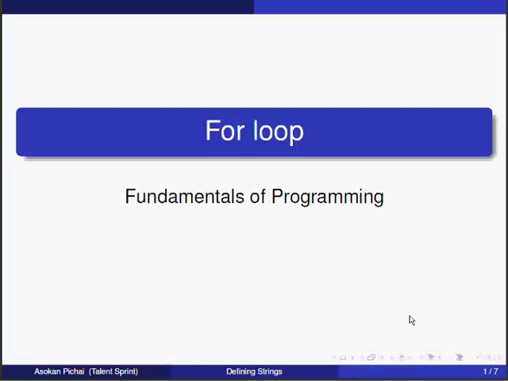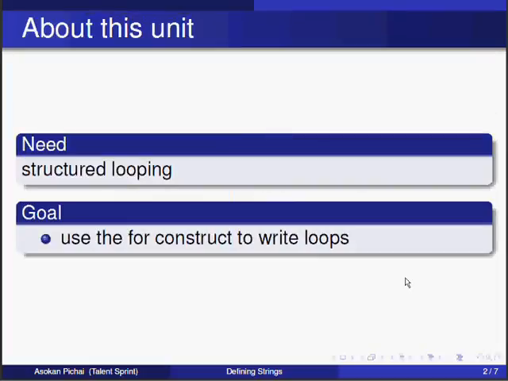Hello, welcome to the session on for loop. For loop lets us repeat the actions, but we already have the while loop for performing repeated actions. So what is the need for a for loop?